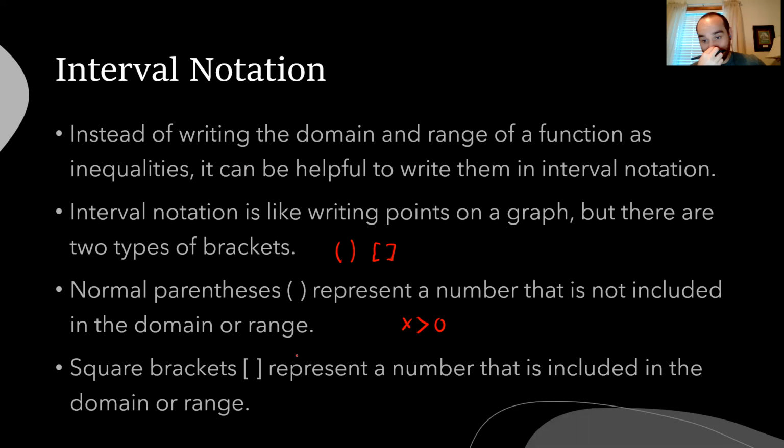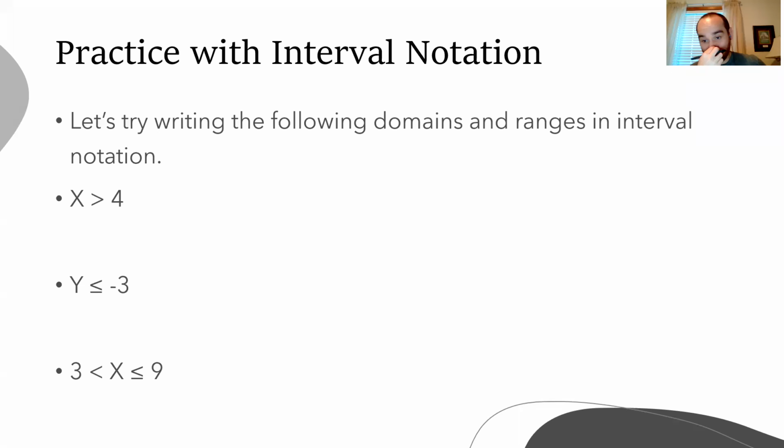Because it's not greater than or equal to. By contrast, the square brackets represent a number that is included in the domain or range. So a square bracket basically is like x is greater than or equal to 0, right? So this equal to means it can be 0, so 0 is included. So when we would write this out, we would have the 0 in a square bracket. In this one, since it's greater than 0, it can't actually equal 0, so we would use this parentheses to denote that 0 is not included in the function.